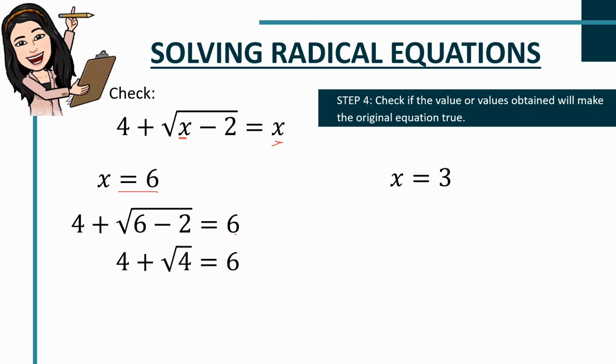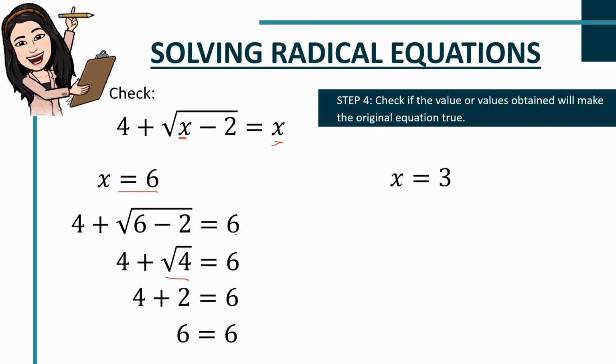And then, what is the square root of 4? Kaya ba? Yes po, since 4 is a perfect square number. So, square root of 4 is equal to 2. So, therefore, that will become 4 plus, ang square root of 4 ay 2, kaya naging 2 is equal to 6. Then, simplify. What is 4 plus 2?